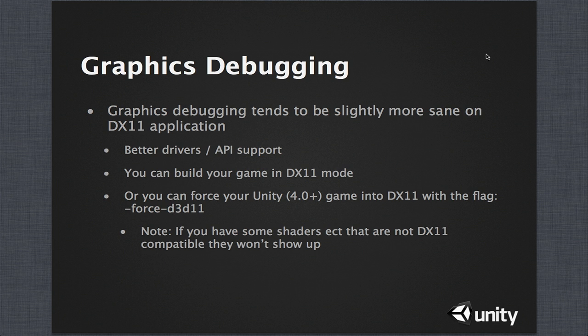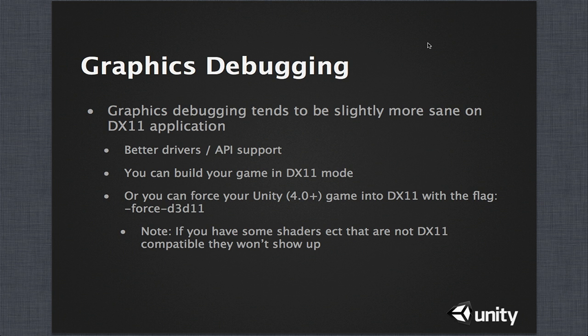Graphics debugging tends to be slightly more sane on DirectX 11 applications. This is due to better drivers and APIs, and things are a lot more tidy. You can build your Unity game in DirectX 11, or you can actually force any Unity 4.0 plus game to run in DirectX 11 using the force DX11 flags. If you don't have a DirectX 11 game, or you have some custom shaders that aren't DirectX 11 compatible, they may not show up. They'll just be purple. This isn't ideal, but you can still get a lot of debugging done if you don't have all of the shaders working.